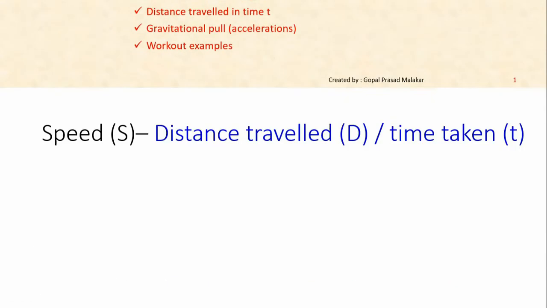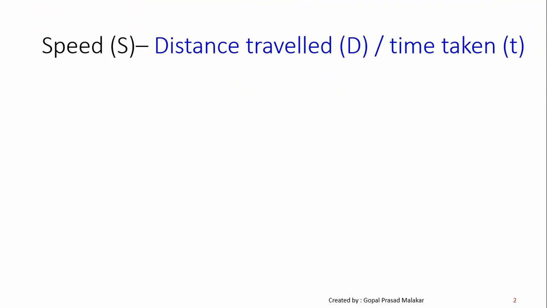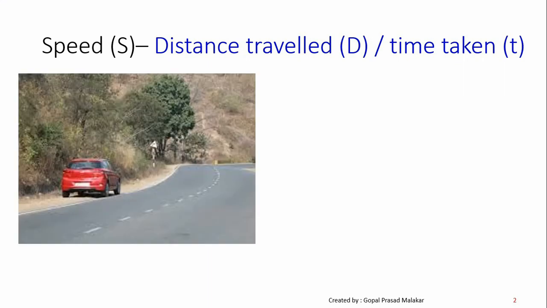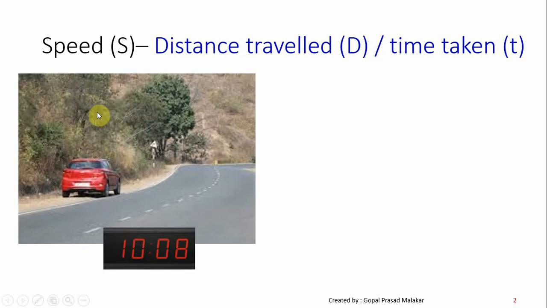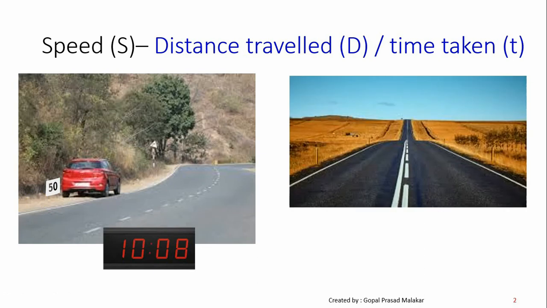So let's get started. First of all, understand speed. Speed can be calculated by distance traveled divided by time taken. So let's see an example. Here is a car. At 10:08, the milestone reads 50 kilometers. It keeps traveling. At 10:33, the car is here. It has traveled a fair distance and the road milestone says 85 kilometers.